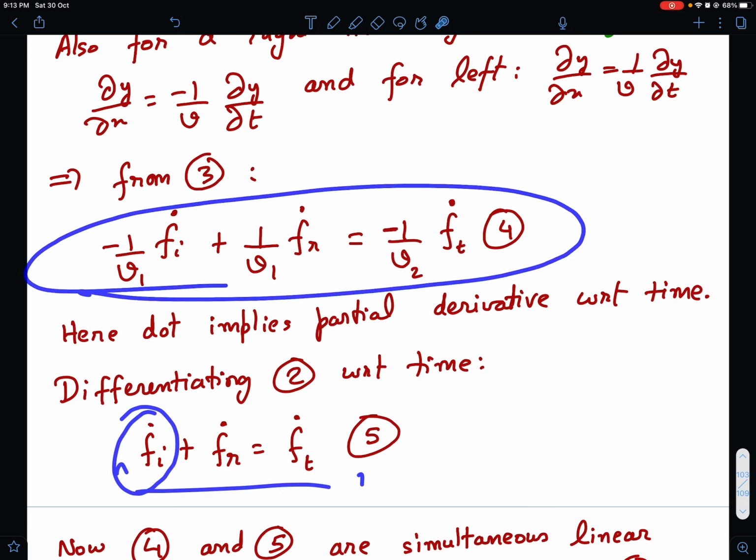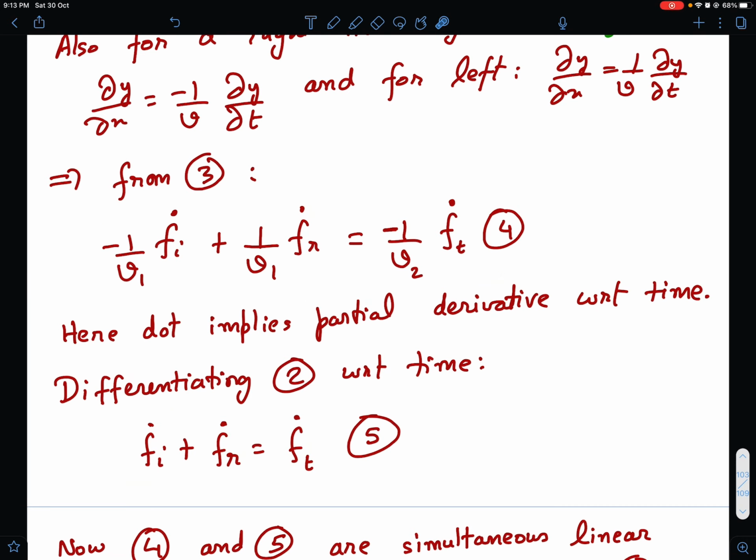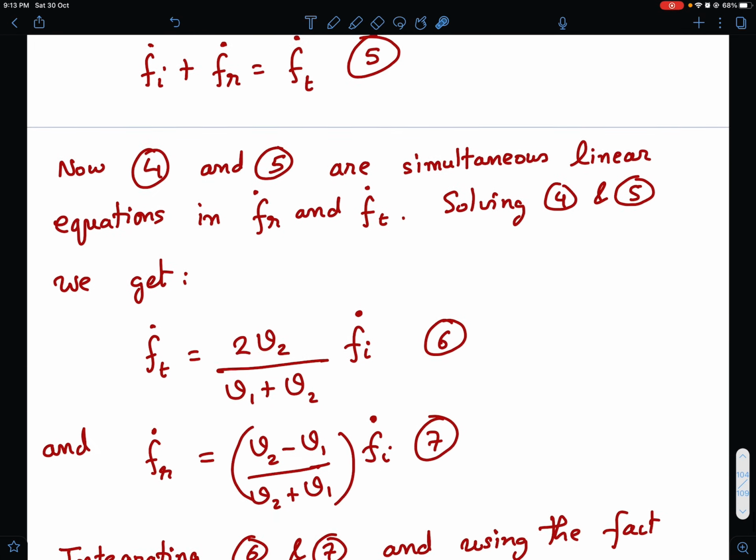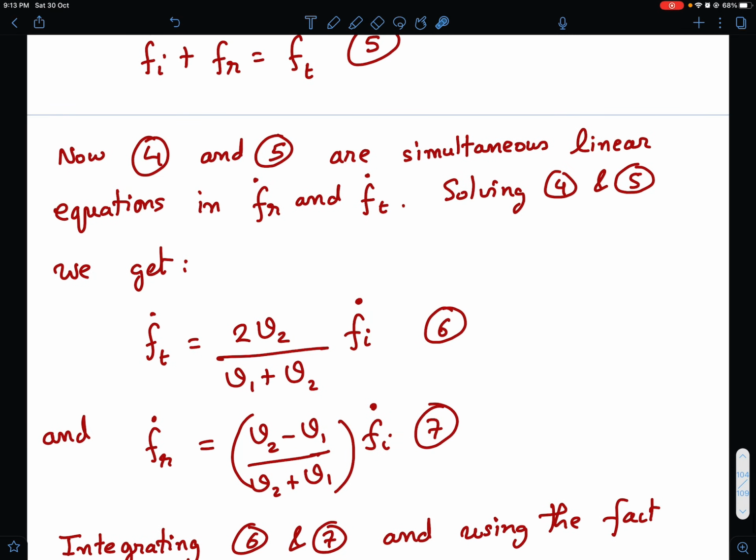Assuming that I know f dot i, I can solve this simultaneous system of equations. There are 2 unknowns and 2 equations, and I can easily solve for f dot r and f dot t by eliminating the variables. I've skipped the math, but it's a simple 2 variable, 2 equation problem. If you solve equations 4 and 5, you get f dot t is equal to 2 v2 upon v1 plus v2 times f dot i, and similarly f dot r is equal to v2 minus v1 upon v2 plus v1 times f dot i. So this is the relation between the time derivatives.